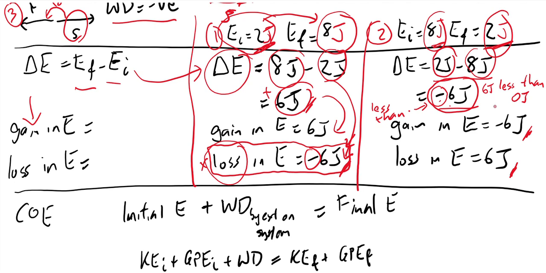Normally, if I say that, for example, something has negative 6 joules of energy, without talking about change, what does it mean? It means that it has 6 joules less than 0. And that is a possibility when we discuss scalars. Scalars can be negative.